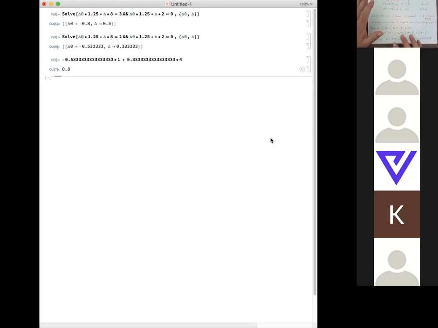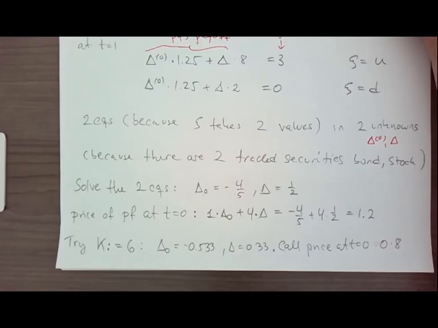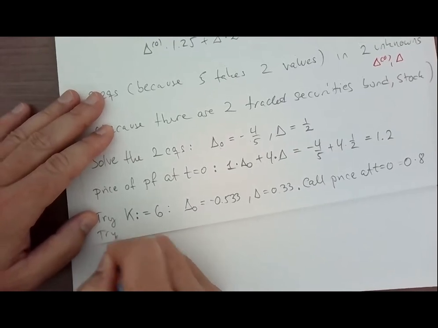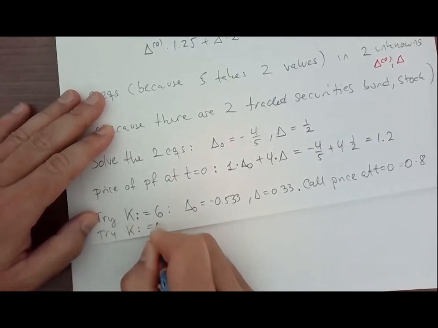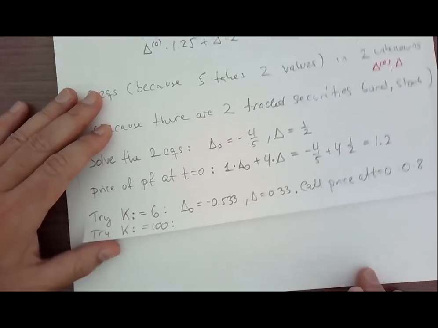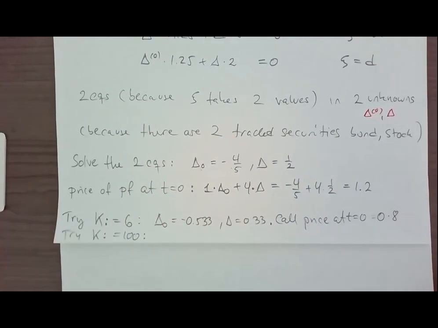So different strikes give you different call prices. And indeed, instead of K being 5 and 6, we could take a K that's equal to 100. What would happen in these extreme cases where we take K equal to 100? Try K equal to 100. What's going to happen then?